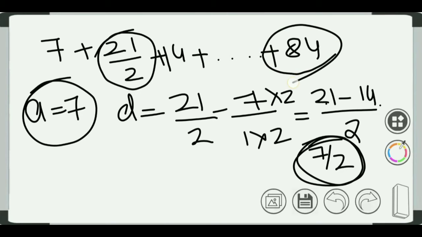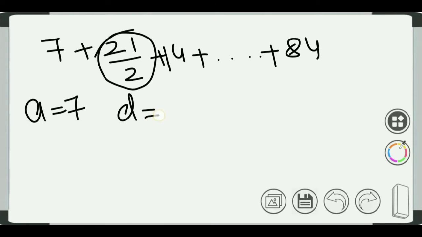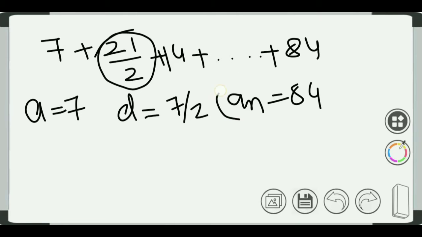Then what is this 84? It is your last term, so you can take it as an. an is equal to 84, d is equal to 7 by 2. Now I am putting these values in the second formula of summation, the sum of first n terms of an AP. You have two formulas for that, actually 3 formulas are there, but mainly 2. First one is Sn is equal to n by 2 into 2a plus n minus 1 into d. Second one is Sn is equal to n by 2 into a plus an. Now we are taking the a plus an formula because we have the an value here.